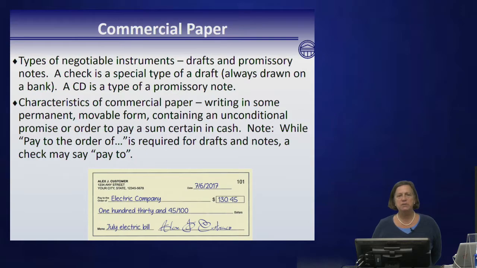So what are the characteristics of commercial paper? To be negotiable, you must have a writing in some permanent, movable form. It must contain an unconditional promise or an unconditional order to pay a sum certain in cash. And cash means cash. It doesn't mean U.S. savings bonds. You know that foreign currency is okay. Note, while pay to the order of is required for drafts and notes, a check may say pay to and still be negotiable.